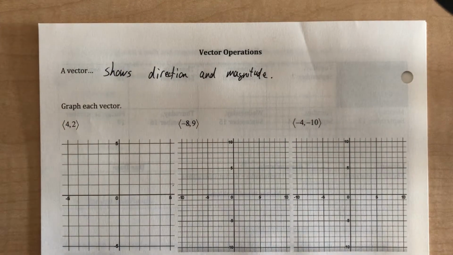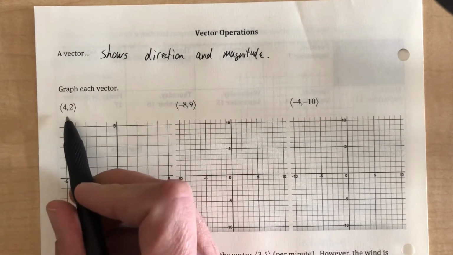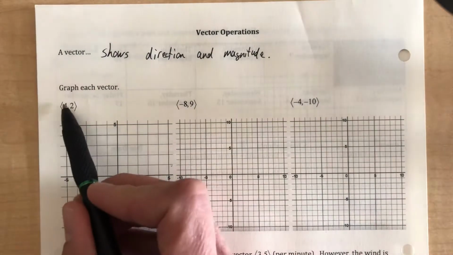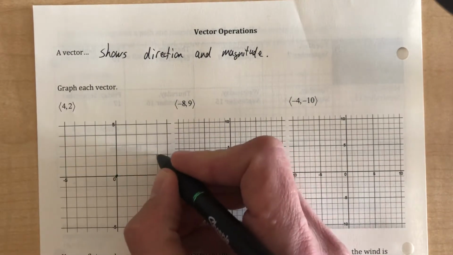So we're going to graph each vector. And each vector, for now, is going to start at the origin. So we're going to start it at 0, 0. And it's going to end at the coordinate 4, 2. I know this looks like a coordinate, but based on the funny little pointy brackets here, it's really a vector. So over 4, up 2, and there's your dot.